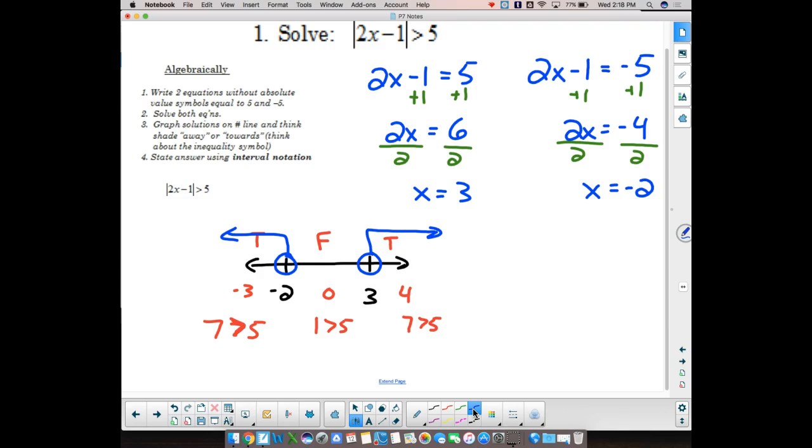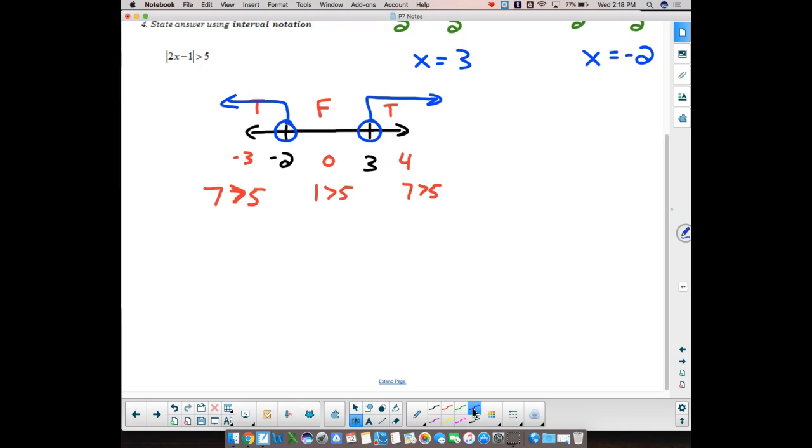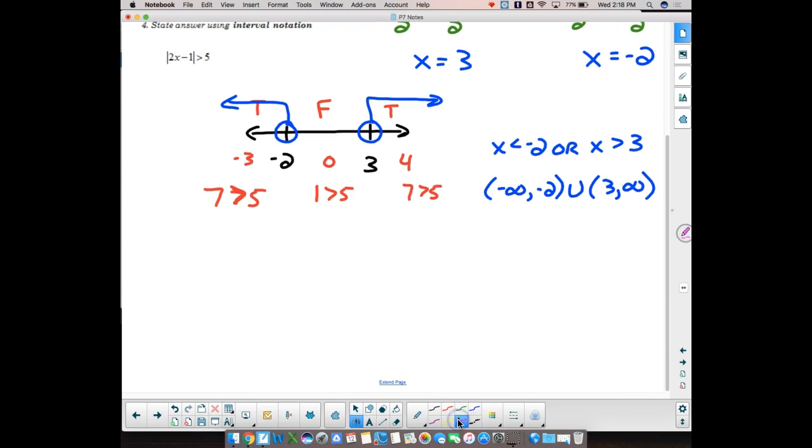So now writing that as an inequality, that would be x is less than -2 or x is greater than 3. Okay? Writing that as an interval, -infinity to -2, union with 3 to infinity. Okay? And those are the algebraic solutions to this problem. Okay? Same problem, just now solving it.